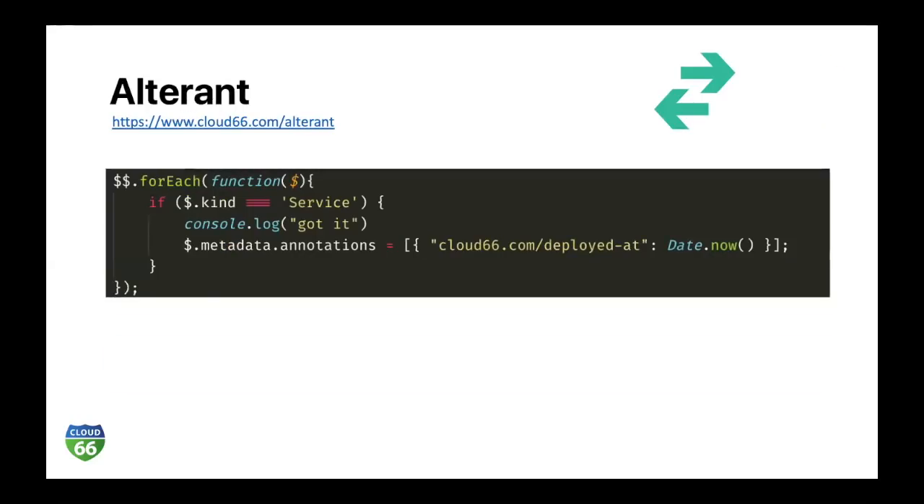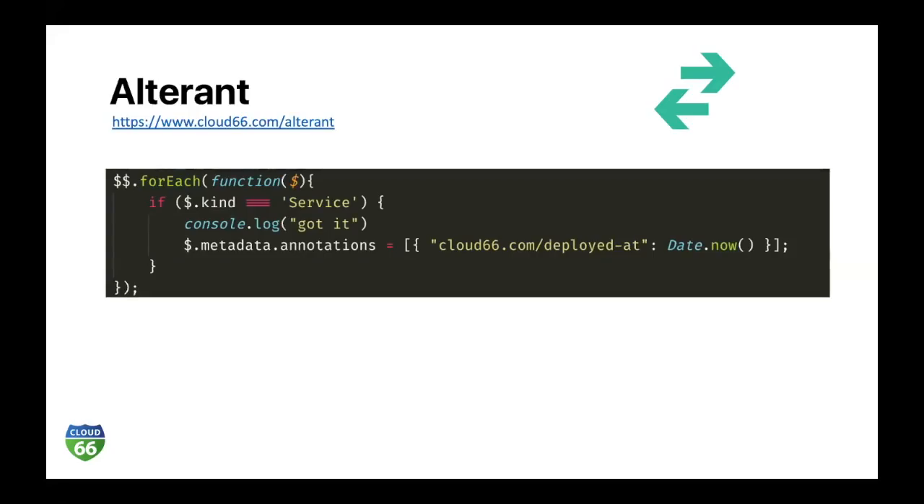Altrunt, on the other hand, is a simple way to convert YAML files. And this is a very simple example because this session is not about Altrunt, but here you can see that I'm using a very simple JavaScript snippet that adds an annotation with a deployed-at to any service that I have in my Docker file. So $$ here, the two dollar signs, is always loaded with the YAML file that you load into Kubernetes. And then I'm going through each section, each one of those.